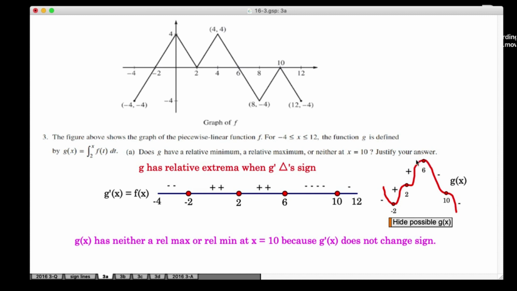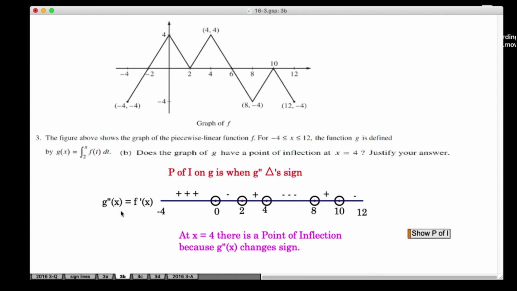Here there's a relative maximum at 6 because G prime changes from positive to negative. Here at negative 2 there's a relative min because G prime changes from negative to positive. But over here there's neither a relative max or min because the slope was positive and then positive. Okay, that may help you see that a little bit. But all you need to do is do what I just did here for your answer. Remember again, I'm doing a lot of extra work here.